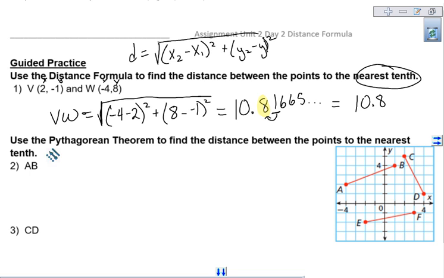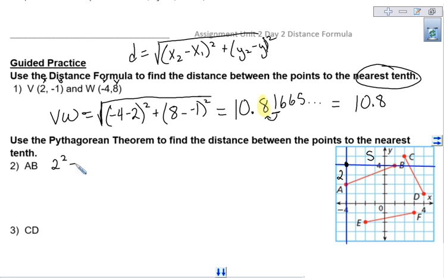Our next one, we're using the Pythagorean theorem to find our distance between our 2 points. So first off, we're looking at AB. So remember again, trace along your grid lines. And the point where those two intersect is where we're counting to. So from A to that point, it's 2 boxes, it's 2 units. From that point to B is 5 units.